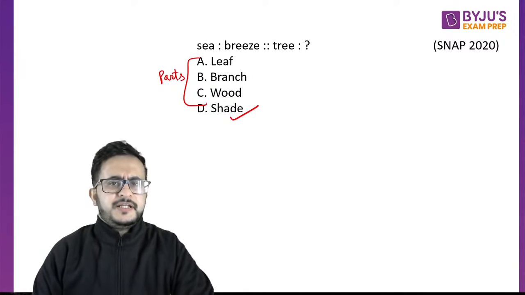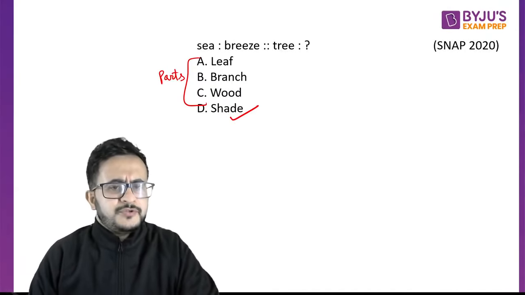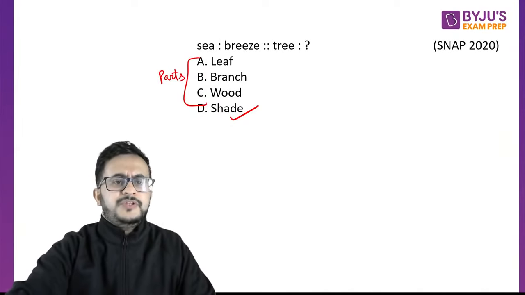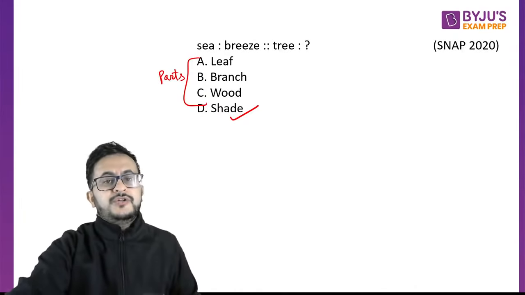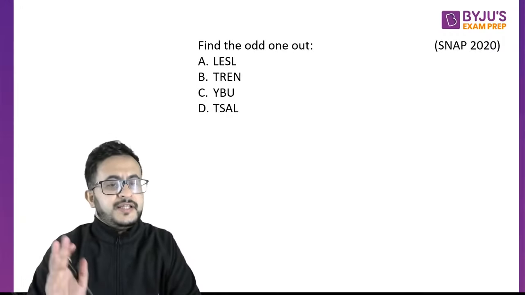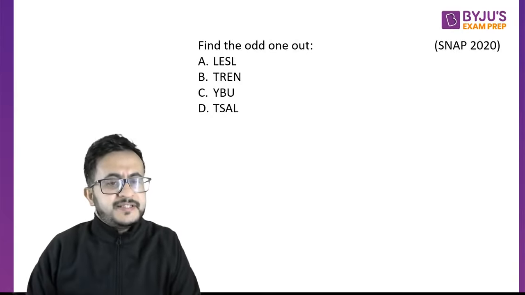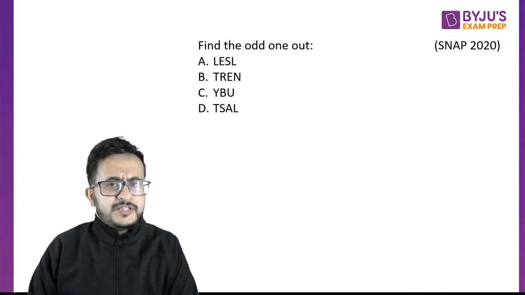Shade is something that, like, sea gives you breeze, tree gives you shade. Okay, such a simple question. Now this question will hardly take 10 seconds. So that is the strategy in the examination, that you spot those questions which you can solve within 10-15 seconds. ठीक है, ऐसे easy questions बहुत आते हैं. Now this was another one.